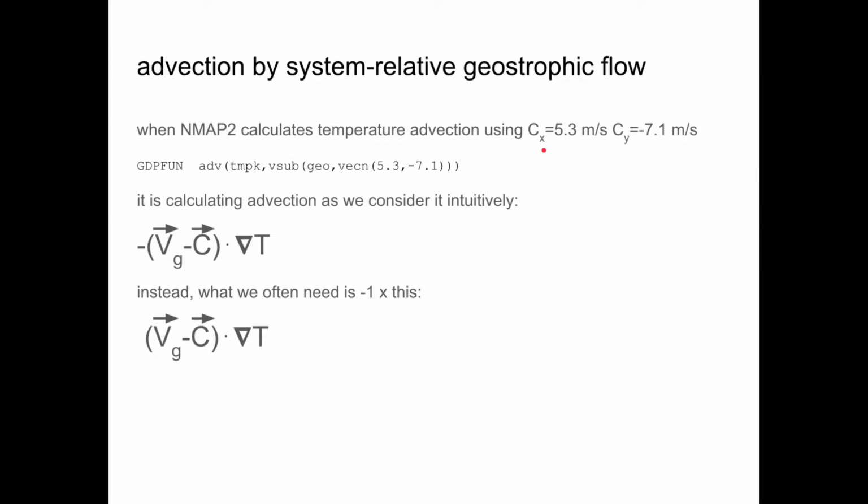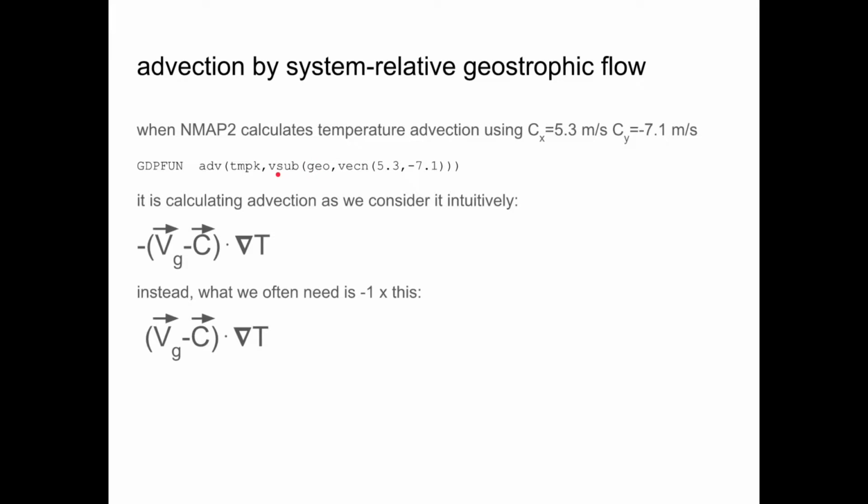using, say, a system motion vector that we can break down into an east-west component of 5.3 meters per second and a north-south component of minus 7.1, then we would plug it into our GDP function like this. We would set up another vector. This VECN, or vector relative to north, takes the x, y components of that vector. GenPack EAPS433 uses meters per second for the winds, and then we would subtract that from the geostrophic wind.